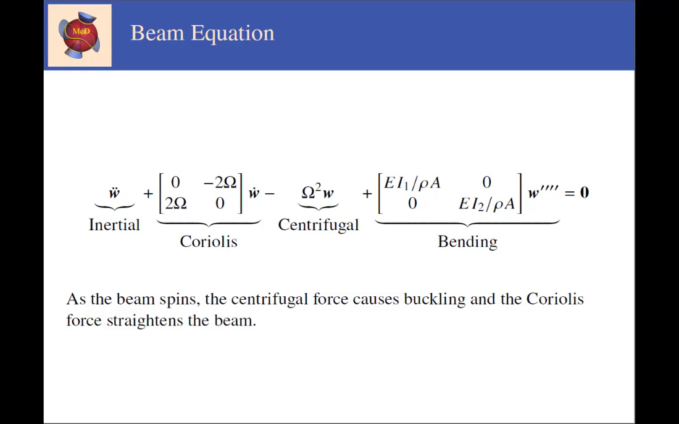The governing equations consist of four terms. The first is the inertial term, the A in F equals ma. The second term is the Coriolis acceleration, which tends to straighten the beam, whereas the third term, the centrifugal term, tends to cause the beam to bend. Finally, the fourth term is the bending term itself.